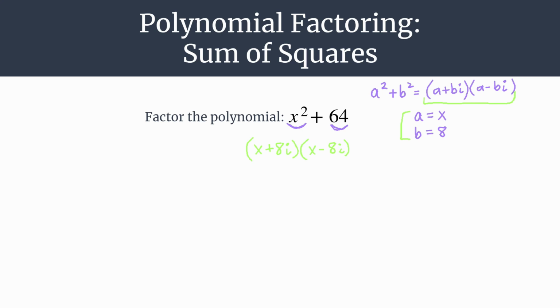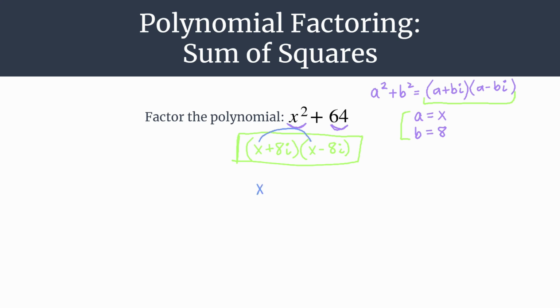Now, if you need to be convinced, let's multiply these two binomials and make sure we get back our original. But if you're good, this is our answer. We're just using FOIL to multiply through, and this will prove that we have factored it correctly.